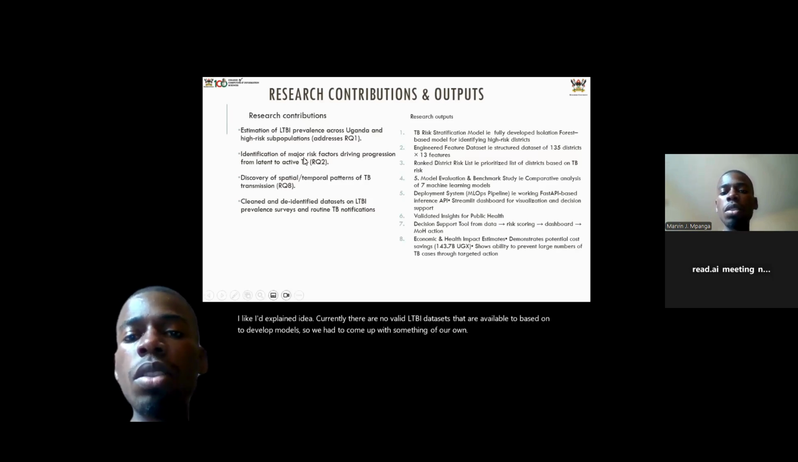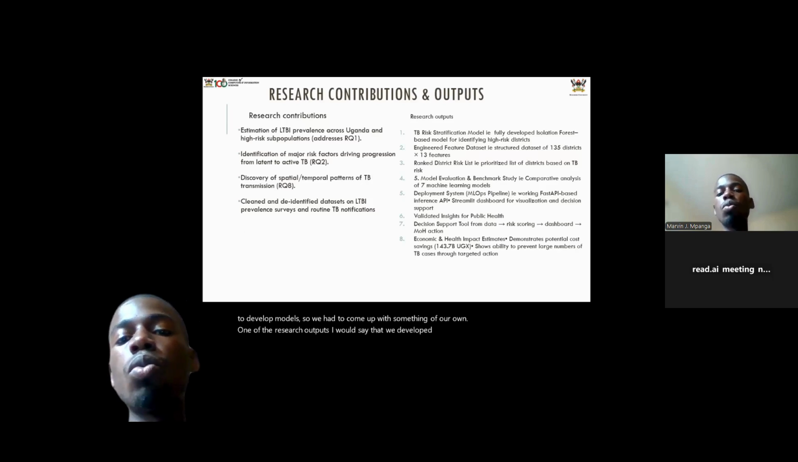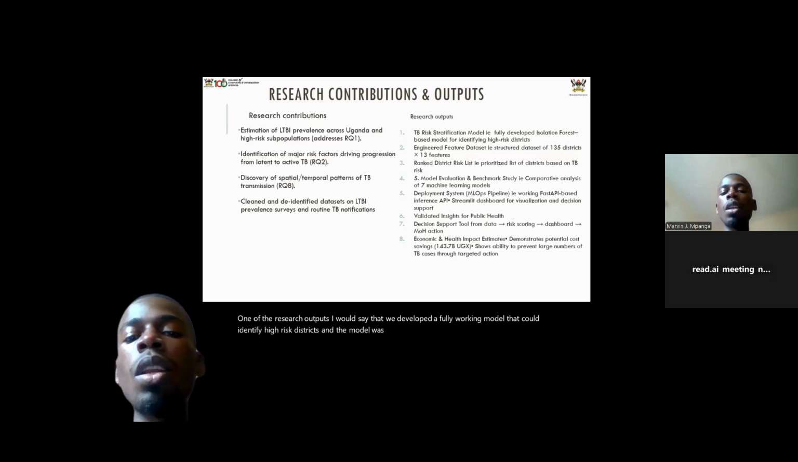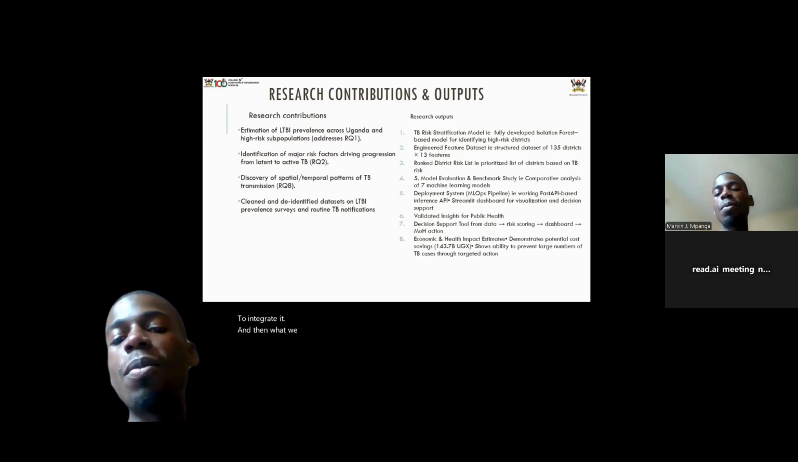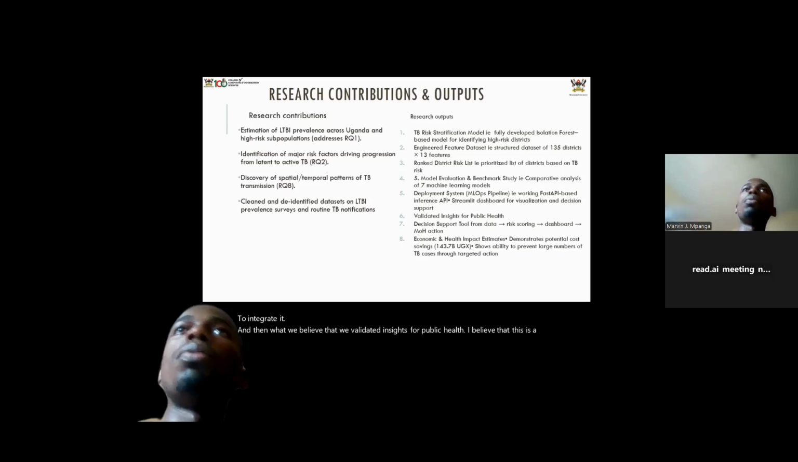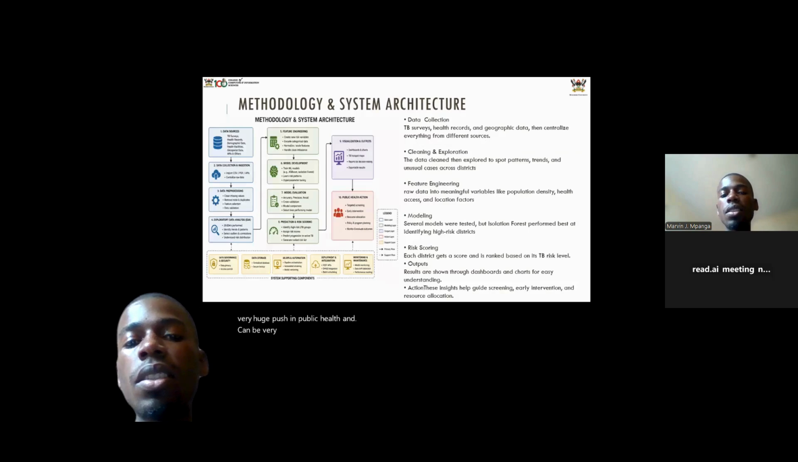As one of the research outputs, we developed a fully working model that could identify high-risk districts, and the model was an isolation forest. We did a model evaluation benchmark study. We deployed our system, using FastAPI to integrate it. And we believe we validated insights for public health. I believe this is a very huge push in public health, and it can be very useful in further studies.